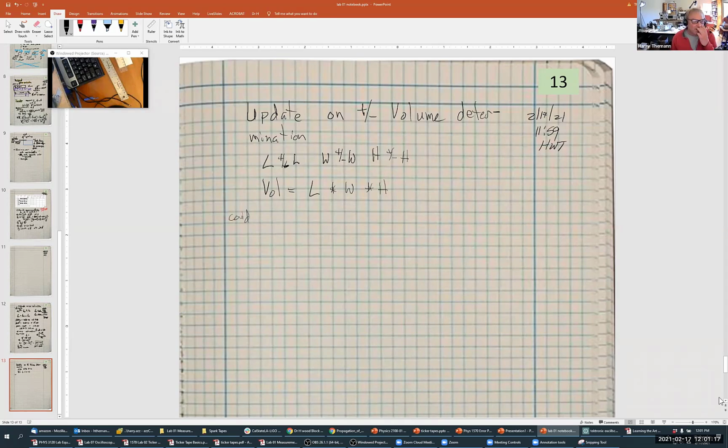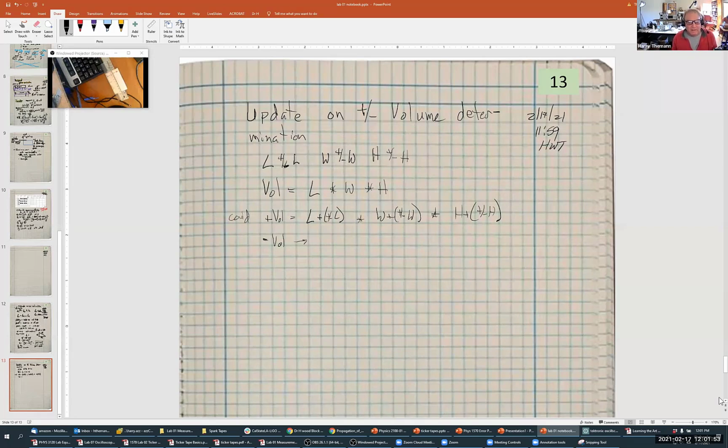We could do volume equals L plus minus ΔL, times W plus minus ΔW, times H plus minus ΔH. And we could do a negative for all. If you do at least one of them, you'll see it makes a huge number. And again, we just don't believe that we're that inaccurate all the time.